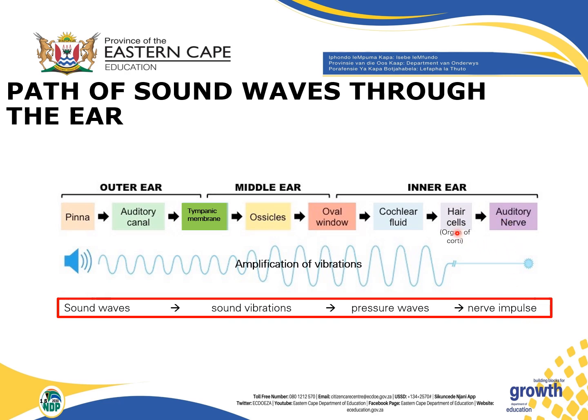Now, damage to any one of these parts of the ear is going to mean that either the sound waves, vibrations, or pressure waves are not transferred to the organ of Corti and are not converted to nerve impulses to go to the cerebrum. So let's look at how damage to any of these parts of the ear can affect hearing.